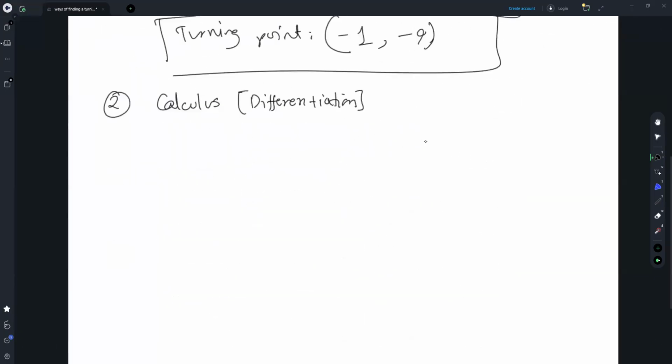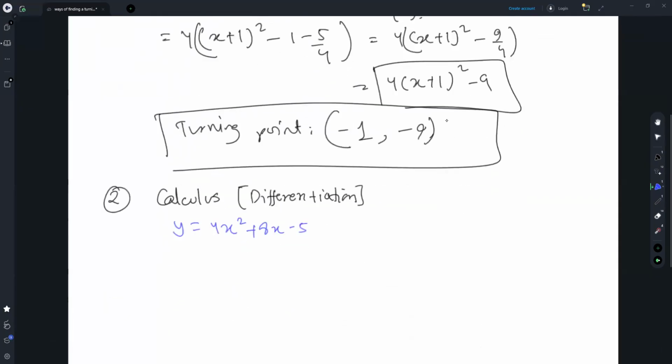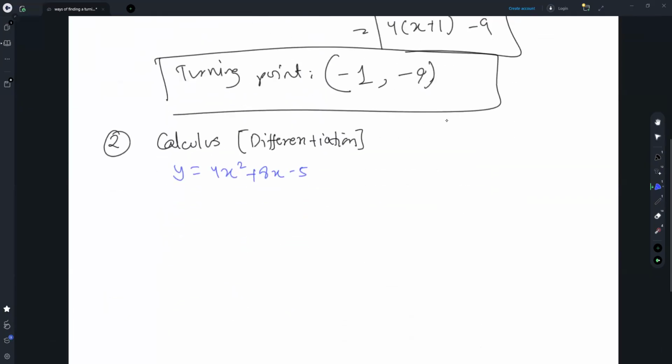Okay, so I'll go back to my previous equation again. y equals 4x squared plus 8x minus 5. So here, as I mentioned, you just try to do differentiation. You need to do dy dx. So dy dx equals 2 into 4x plus 8. Basically, you bring this power to the front, and then you subtract 1 from this power. So you get 2 into 4x plus 8.